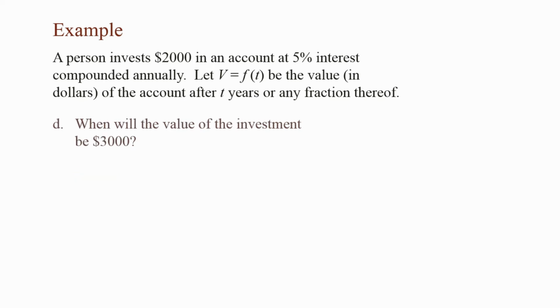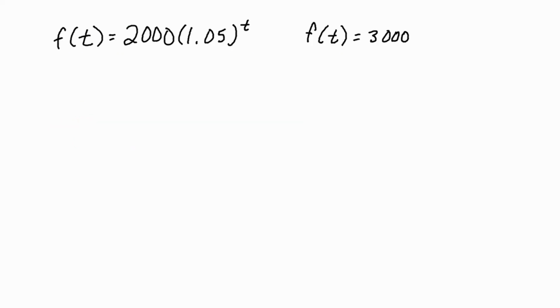Part D of the example. When will the value of the investment be $3,000? For this problem, f of t will equal 3,000. So we won't be substituting in for t this time, we'll be substituting in for f of t, which will make our computation a little more complicated. 3,000 equals 2,000 times 1.05 to the t power.